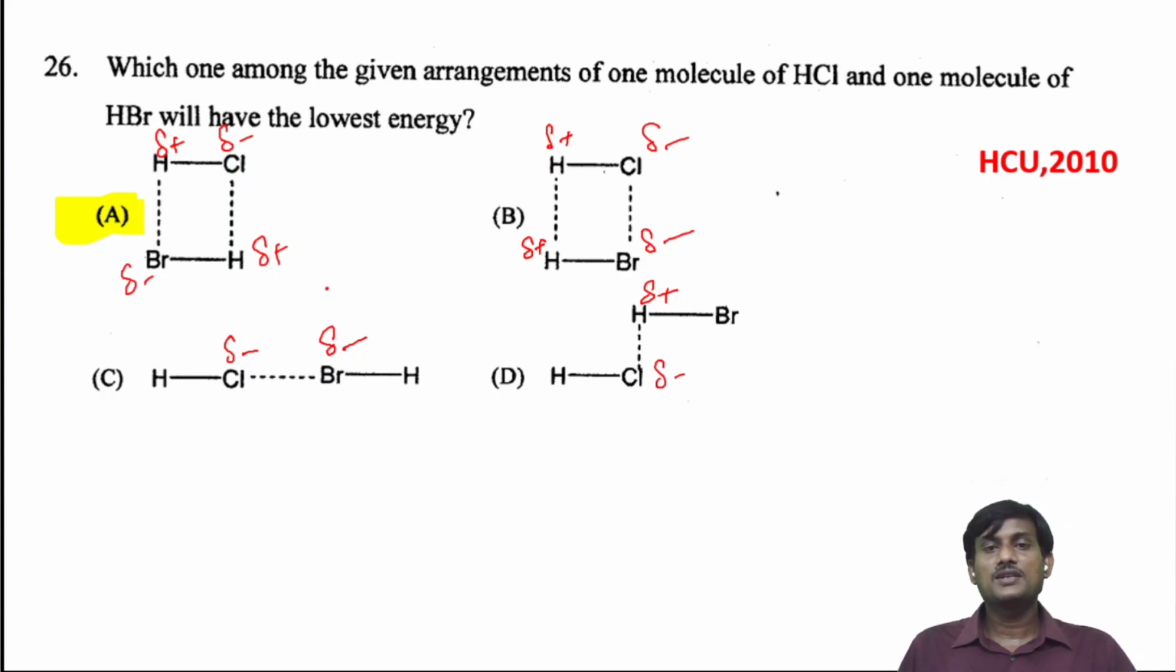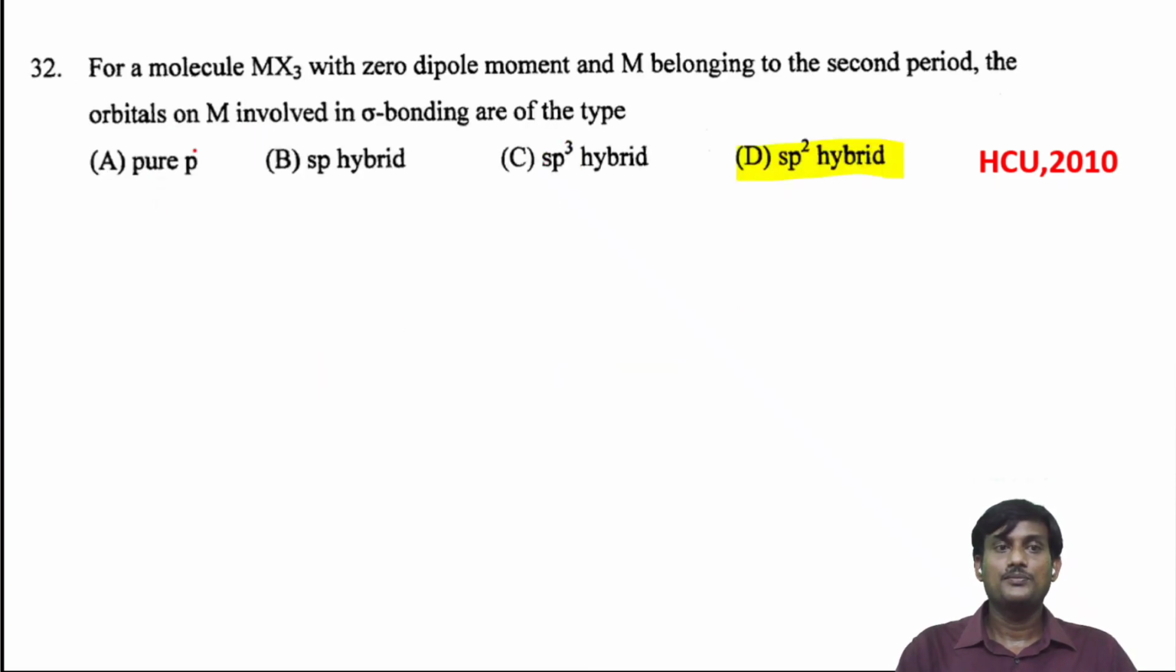So attraction decreases energy, repulsion increases energy. Here you have two attractions, here one attraction. So A has the lowest energy.